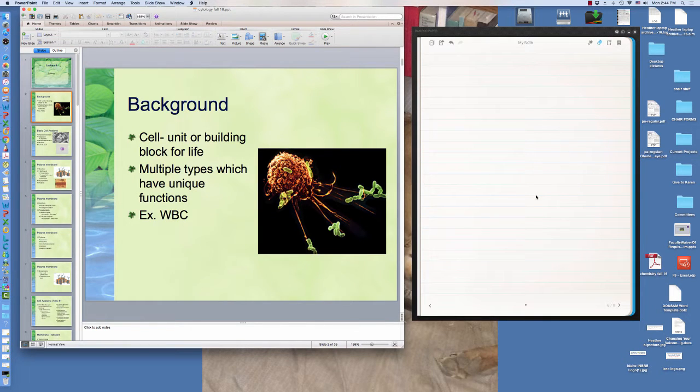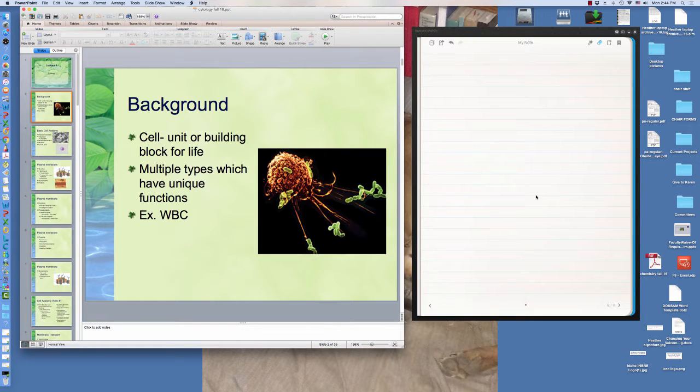So just a little bit of background. As most people are aware, the cell is considered the building block for life. And what a lot of people don't realize, though, is that there are so many different types of cells that each have unique functions. And those functions dictate both the anatomy of the cell and the physiology of the cell.